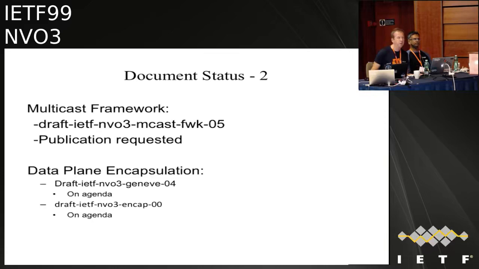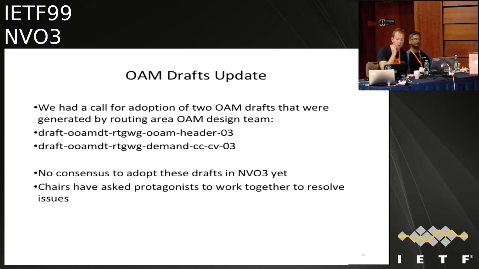Thank you. Okay, the other thing that we tried to do, we ran an adoption poll for two OAM drafts that were the output of the routing area OAM design team. That's regarding the overlay OAM header and on-demand CC and CV for overlay networks. There wasn't really consensus to adopt the drafts, but the chairs need to make some kind of progress in this OAM area. So the chairs have asked the protagonists on this to work together to try and resolve their issues, and generate some more discussion on the list to try and move forward in the OAM space.